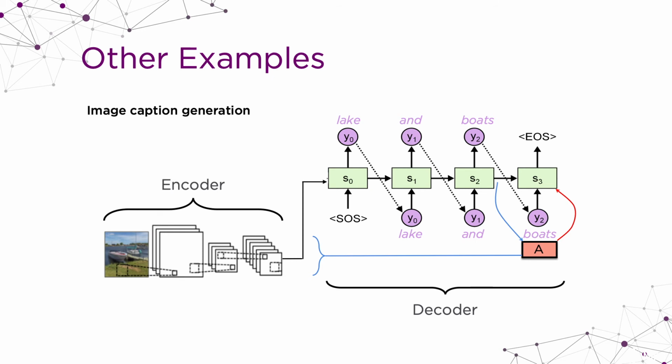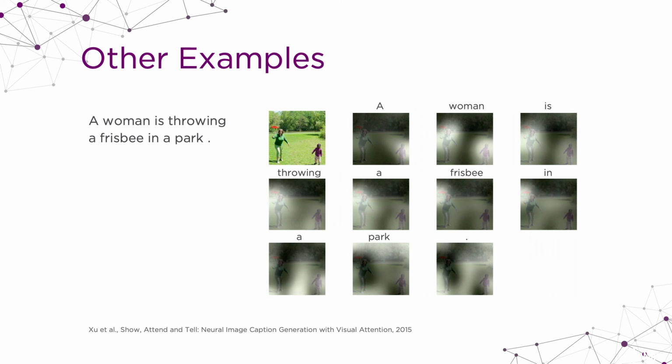But even more interesting, you see that attention can work in this case as well. To give an example, here you have the word boats, and what we expect is that when the decoder is trying to produce this word boats, it is looking at the part of the image where we have the boats. We can actually see this in more detail with the example that you already saw yesterday.